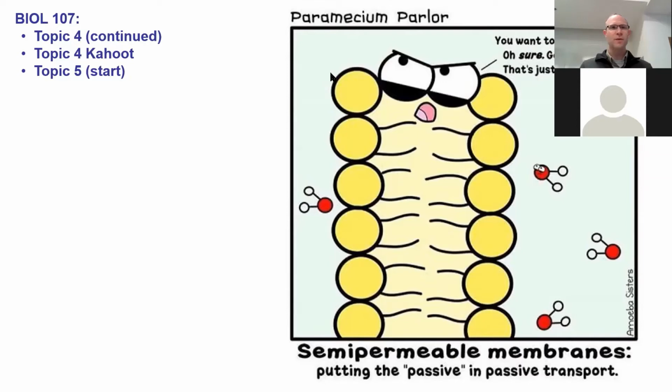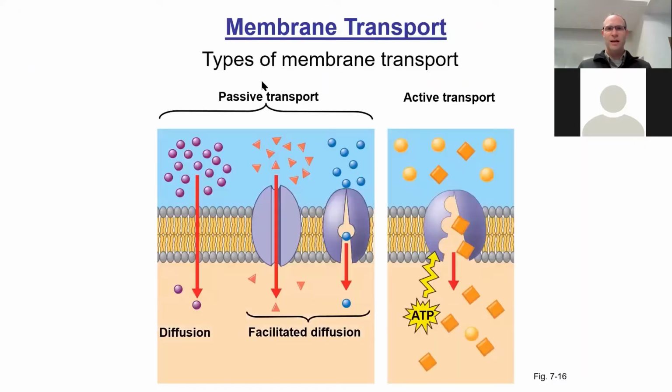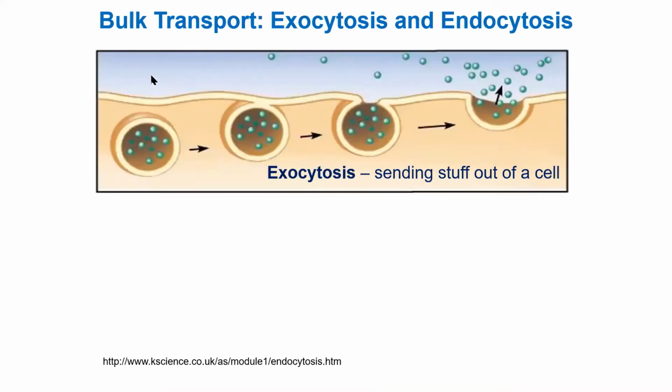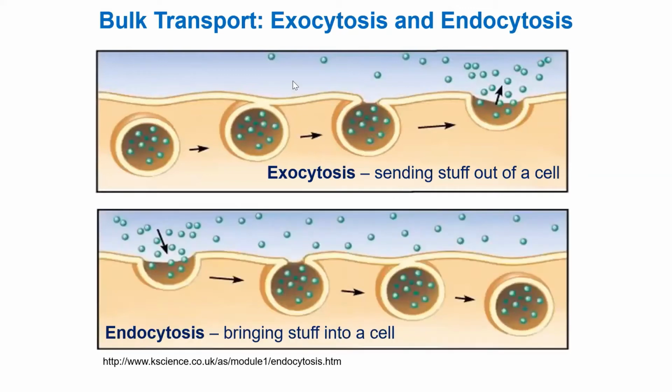So let's talk about membranes, and then we're going to talk about cell walls. Cell walls are a little bit more interesting than membranes, I think, anyway. So let's do this. Last day, we had finished talking about some of the different types of transport, passive transport, active transport, and we just started getting into talking about bulk transport.